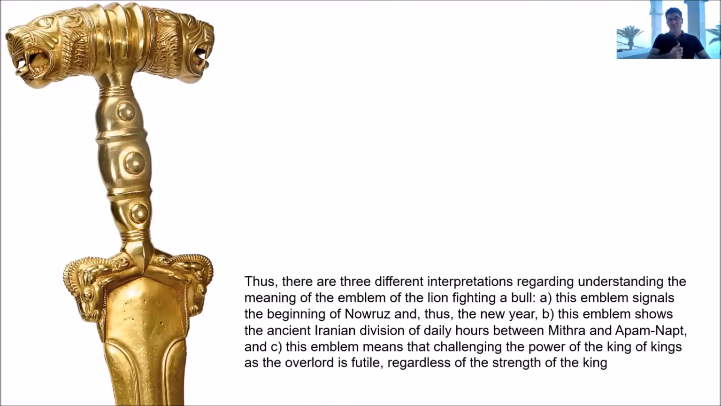So we have three different interpretations regarding the meaning of the emblem of the lion fighting a bull. A, this emblem signals the beginning of Nowruz, the new Iranian year. B, this emblem shows the ancient Iranian division of daily hours between Mitra and Apam Napat. And C, this emblem means that challenging the power of the King of Kings as the overlord is futile, regardless of the strength of the king.